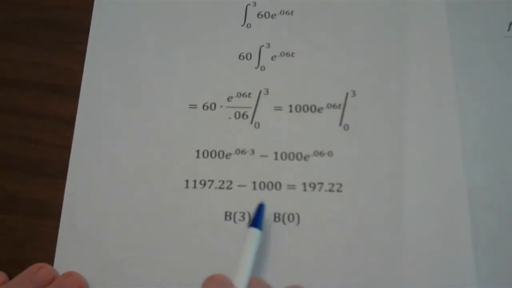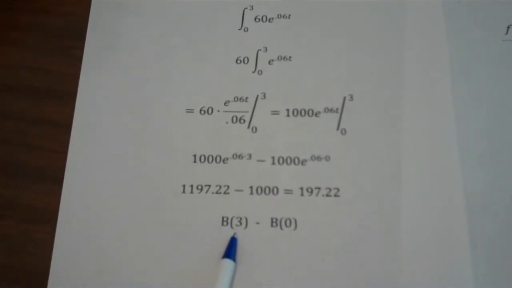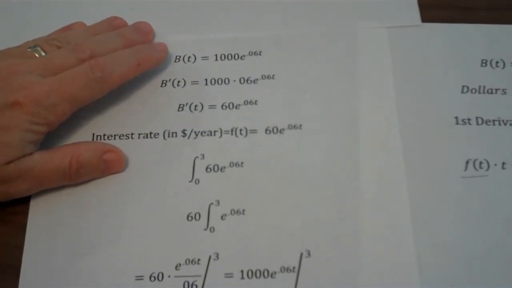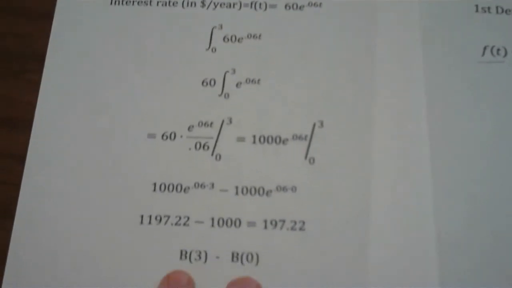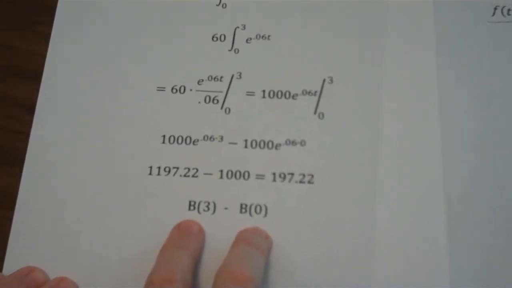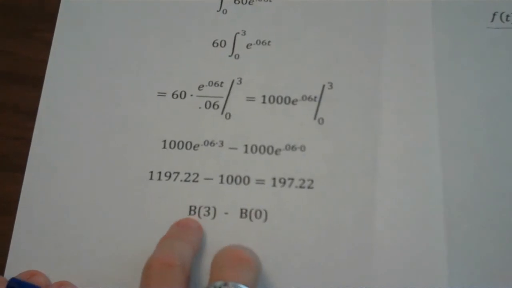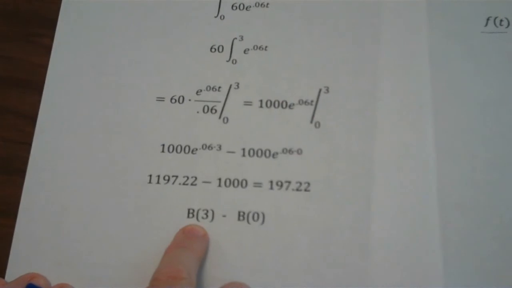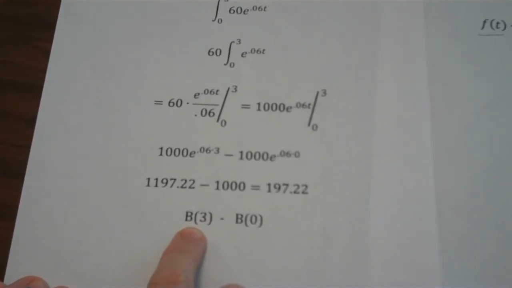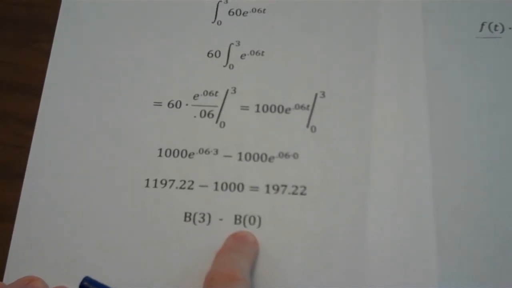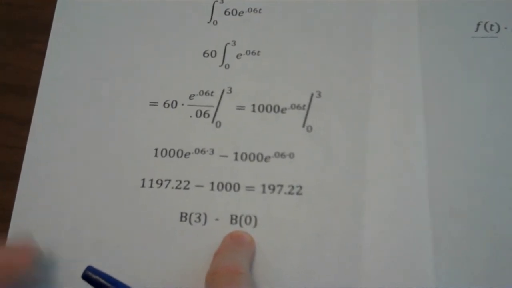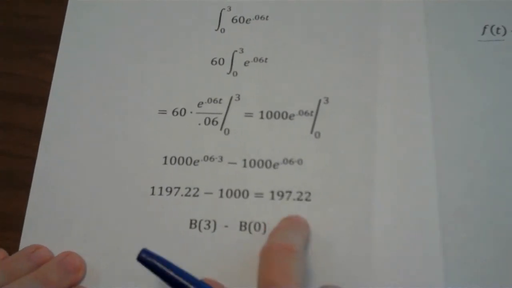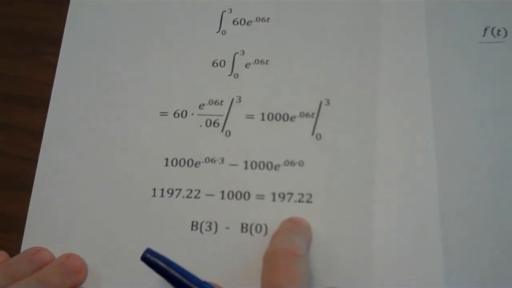Notice, by the way, that this is exactly the same thing that I would have gotten had I plugged 3 and 0 into my initial function. So literally, I could have taken B of 3 minus B of 0, which would have given me the total amount that's in the account after 3 years minus the total amount that's in the account after 0 years, which of course was just my initial amount. And the difference between these two gives me the growth in that account between those 2 years.